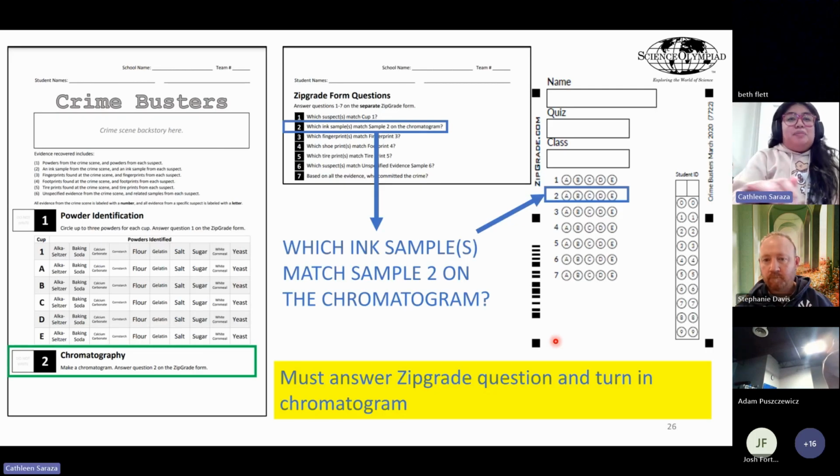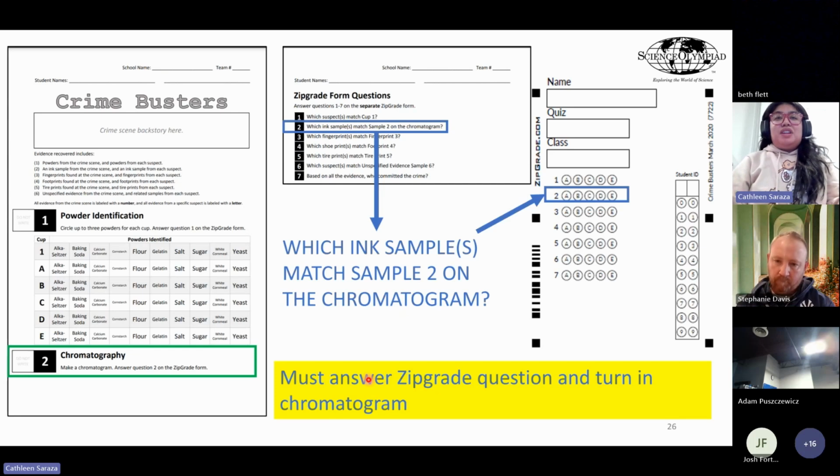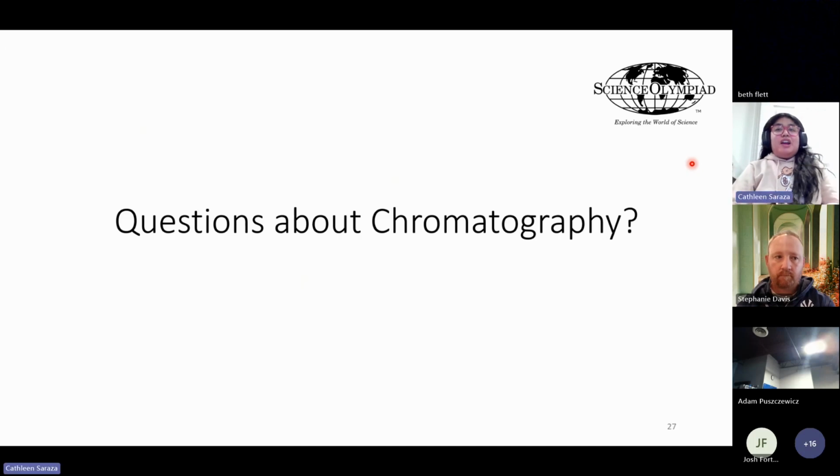So to get points for the chromatography section, make sure that your student bubbles in whoever's ink samples match sample 2 on the chromatogram. And also make sure that they turn in the chromatogram. And we'll be giving labels to the students with their team number and school name, so it's easier to sort them when we grade them. But to get full points for this section, make sure they answer ZipGrade and turn in their chromatogram at the end. Are there any questions about chromatography?